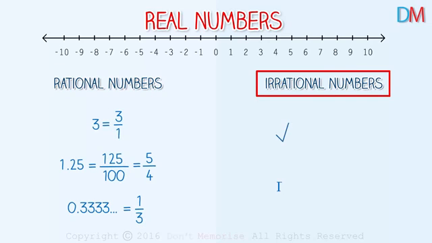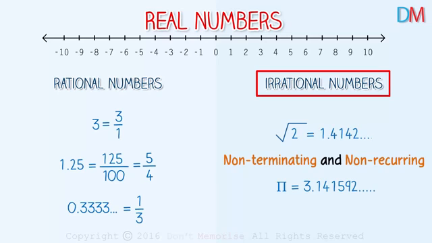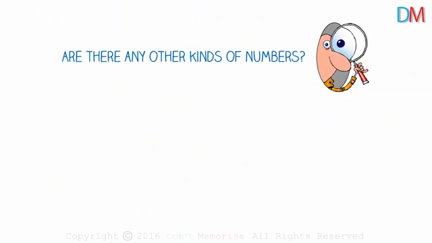Irrational numbers, on the other hand, cannot be expressed as ratio of two integers, and when expressed in decimal notation, they are non-terminating, non-recurring decimals. Are there any other kinds of numbers? Numbers that we haven't looked at yet?